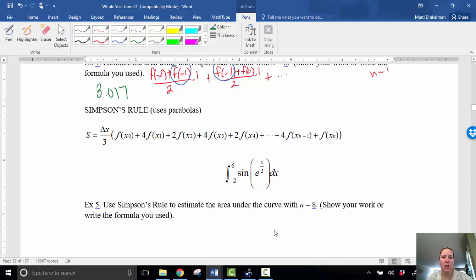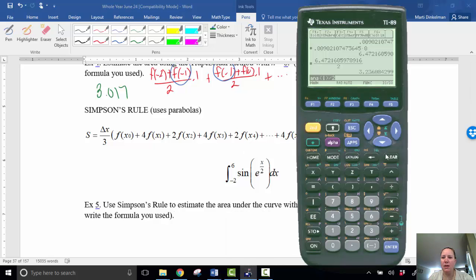So same function here, we're going to go with n is 8. This pattern that goes 1, 4, 2, 4, 2, 4, 2, so on, and all the way back to 1 needs to hold. In fact, the second to last one needs to be a 4, and we need to make sure this 4, 2, 4, 2, 4 pattern holds and there's no doubles or anything in that one. So on here, I'm going to go ahead and type in what we have. So our delta x is still 1, so in this one we're going to have 1/3.